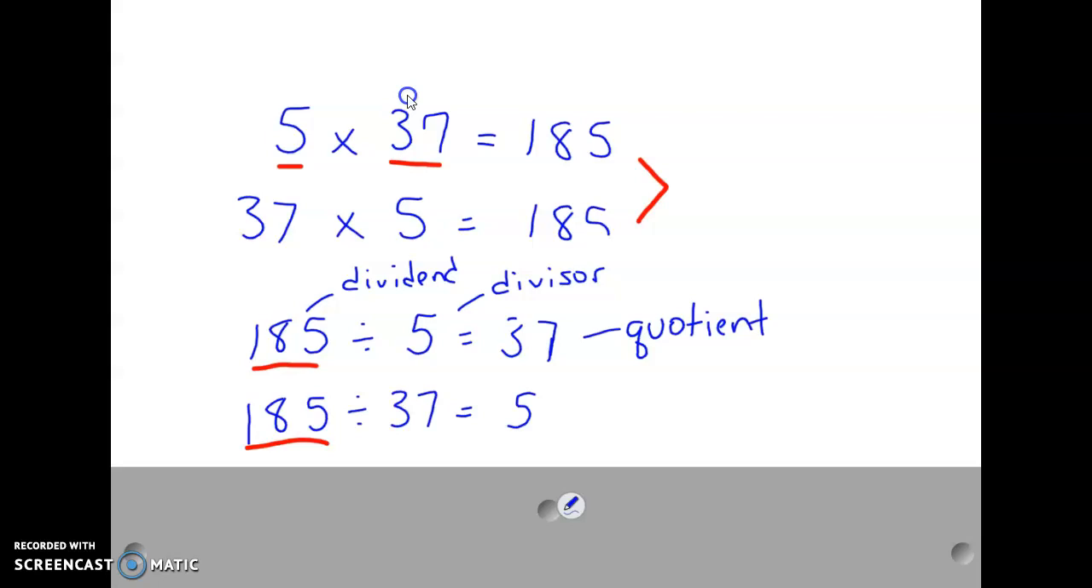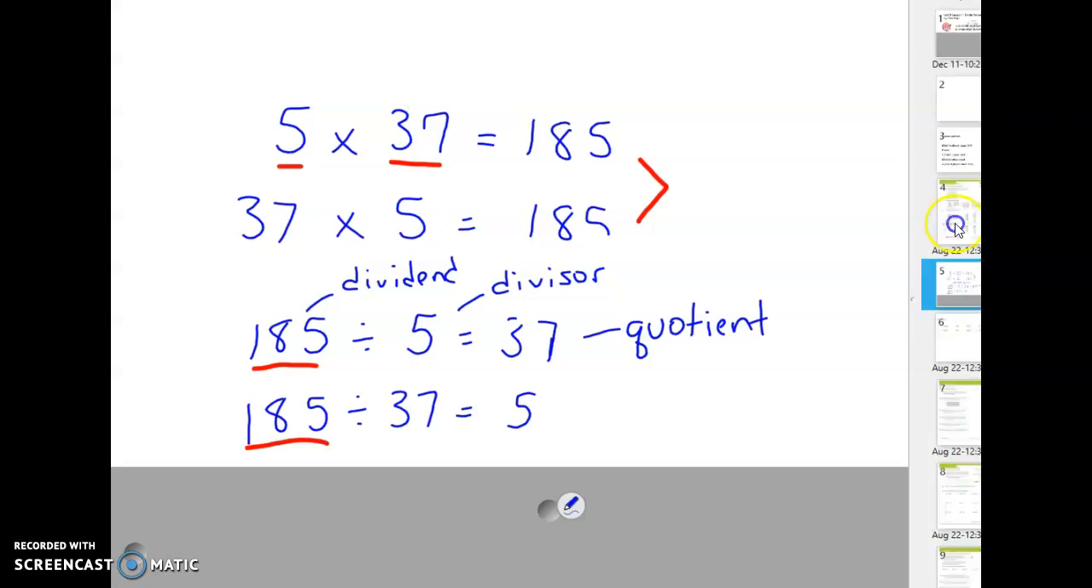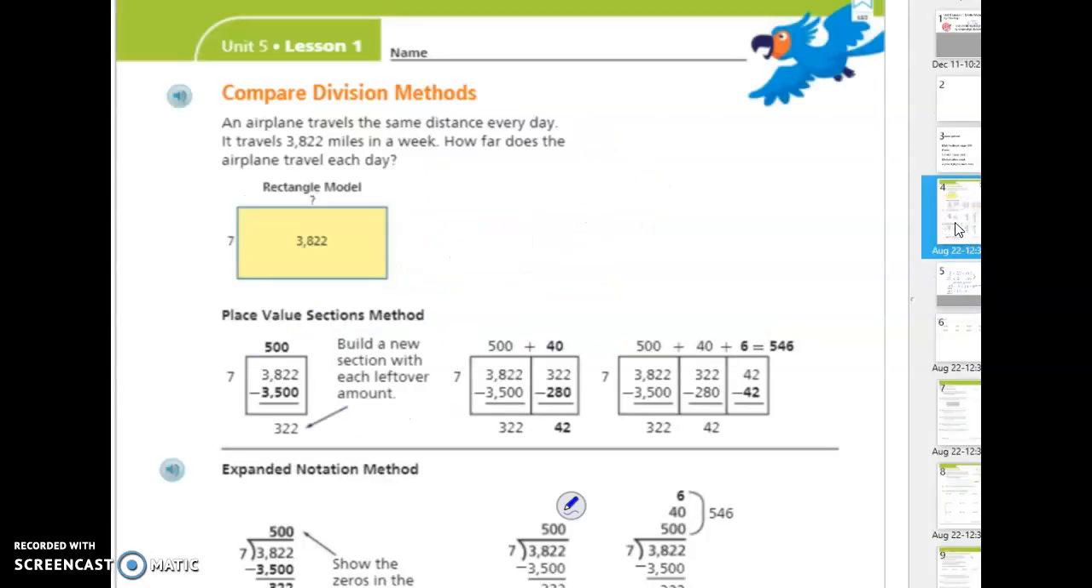All right, let's get into our textbook. So on page 209, there are 3 examples solving the same problem. Let's take a look at the problem. An airplane travels the same distance every day. It travels 3,822 miles in a week. How far does the airplane travel each day?